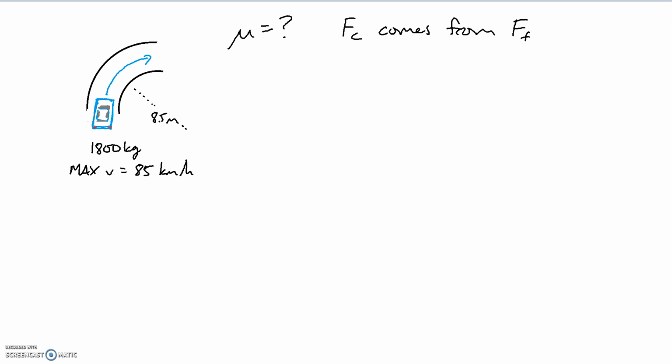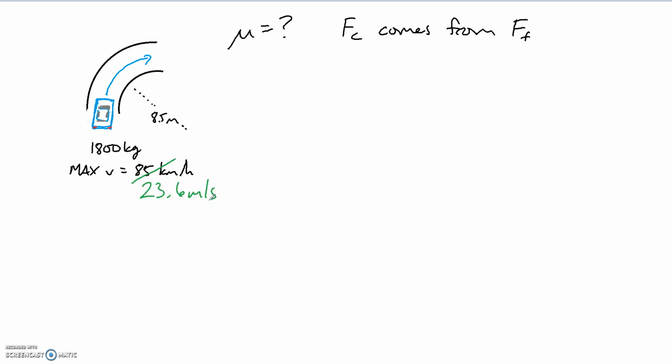Now, first we can find out our Fc. We've got a speed, we've got the mass, we've got the radius. So calculating Fc is actually pretty simple. First things first, I'm going to need to convert my speed from kilometers per hour to meters per second, and that would be approximately 23.6 meters per second.